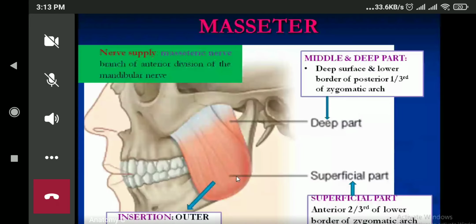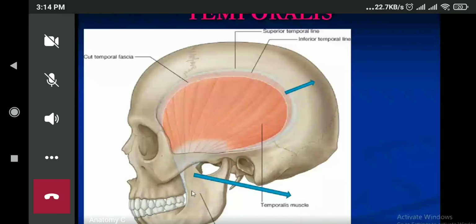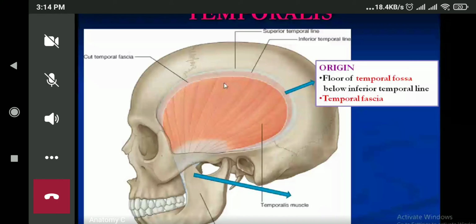Elevation of the mandible is the action of the masseter muscle. Now next is the temporalis. The temporalis will arise from the temporal fossa below the inferior temporal line. We have the superior and the inferior temporal line; below the inferior temporal line, from the temporal fossa, the temporalis muscle will arise. It will also arise from the temporal fascia.